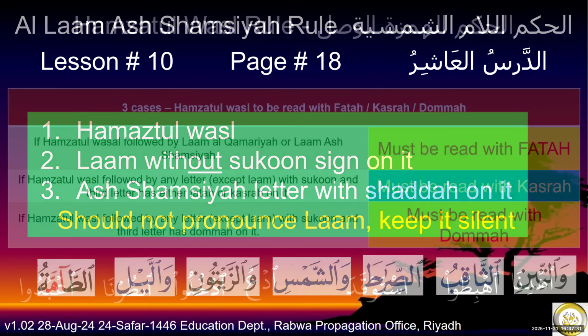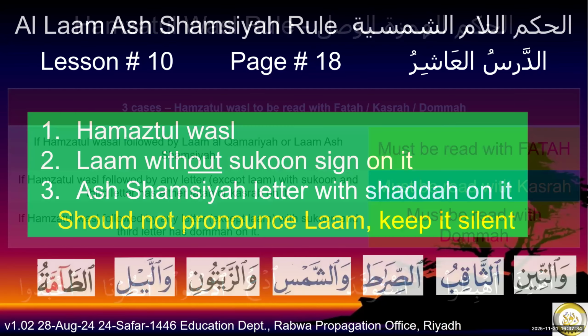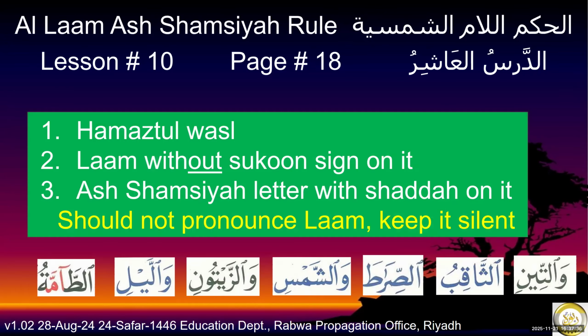Okay. Just to summarize, Ustad, the one with the moon sign on the lam is Qamariya, and without those are Shamsiya, to easily understand it. Yes, lam with the sukun sign is a Qamariya word. Lam without a sukun sign is a Shamsiya word, but it must be preceded with the Hamzatul Wasal.